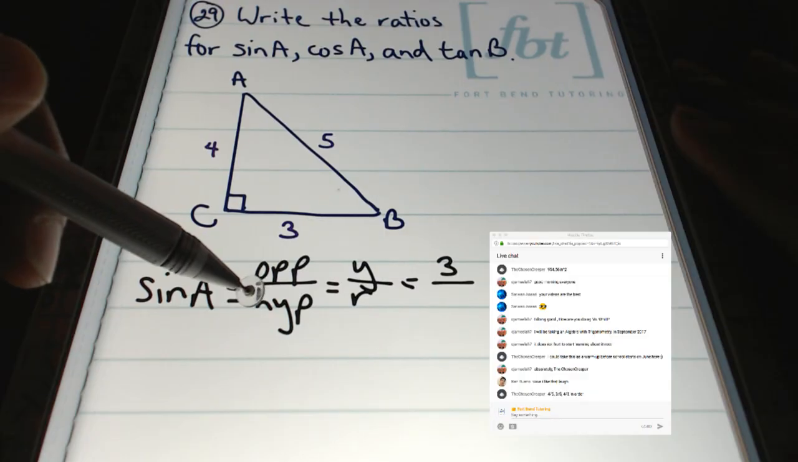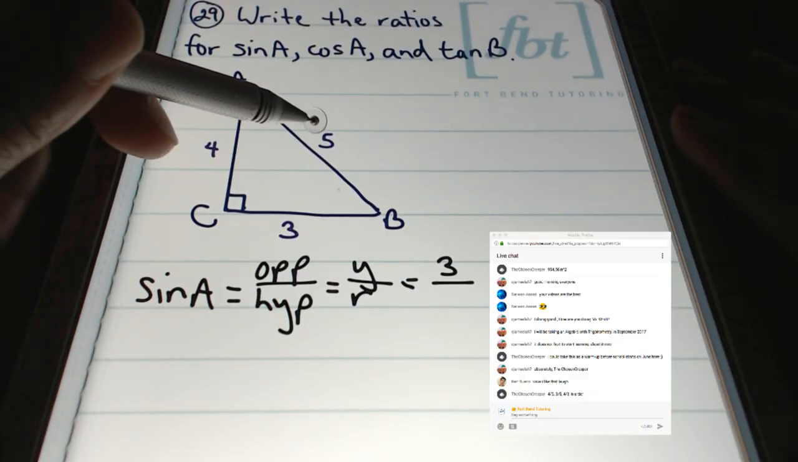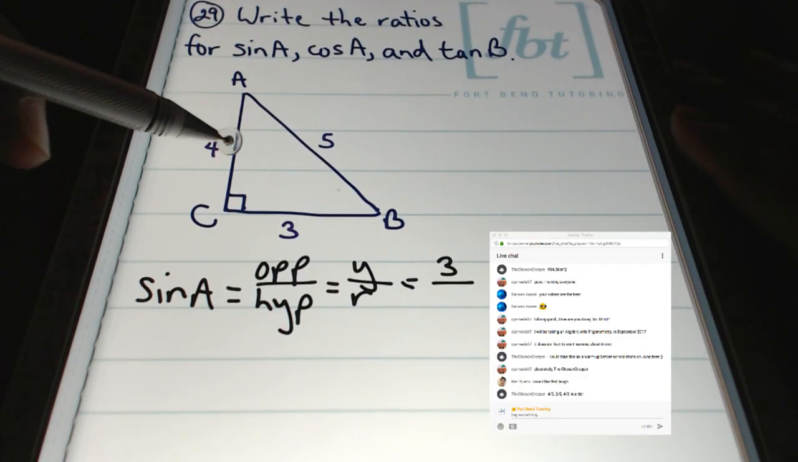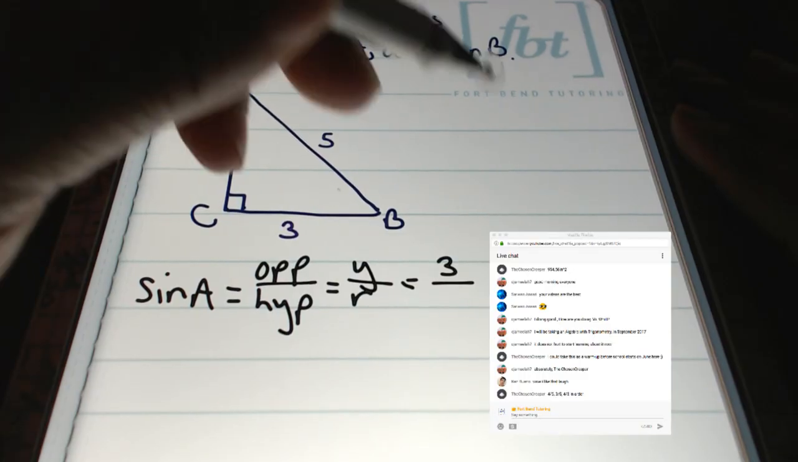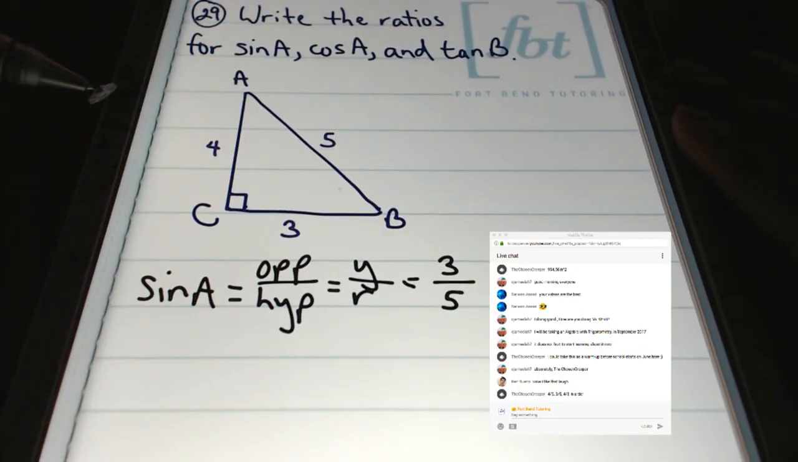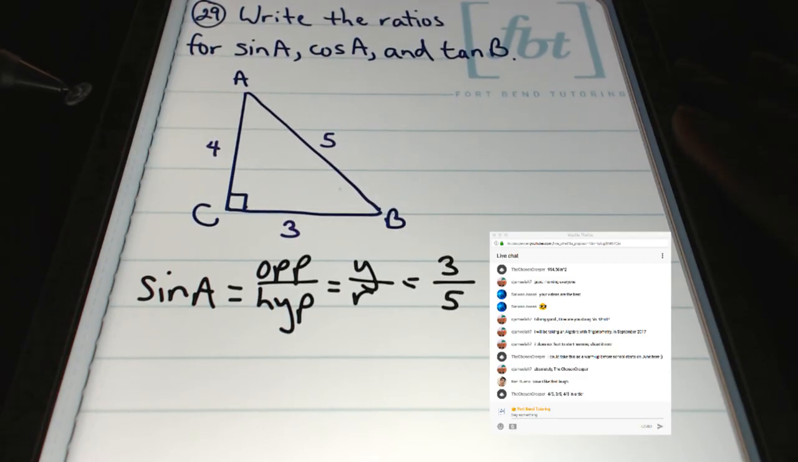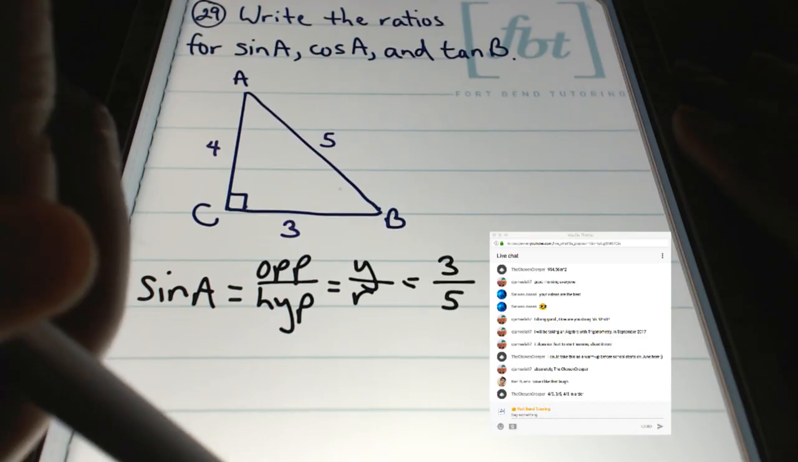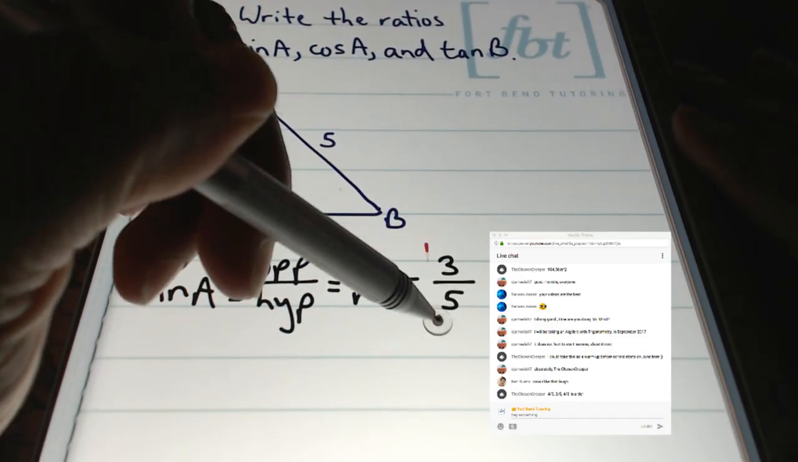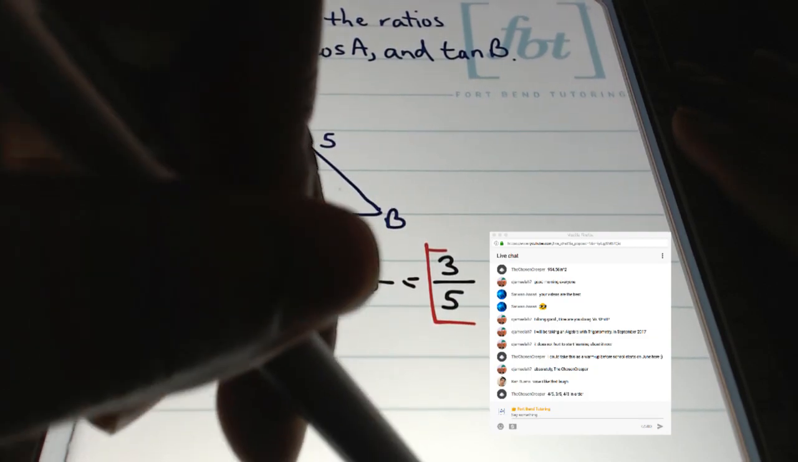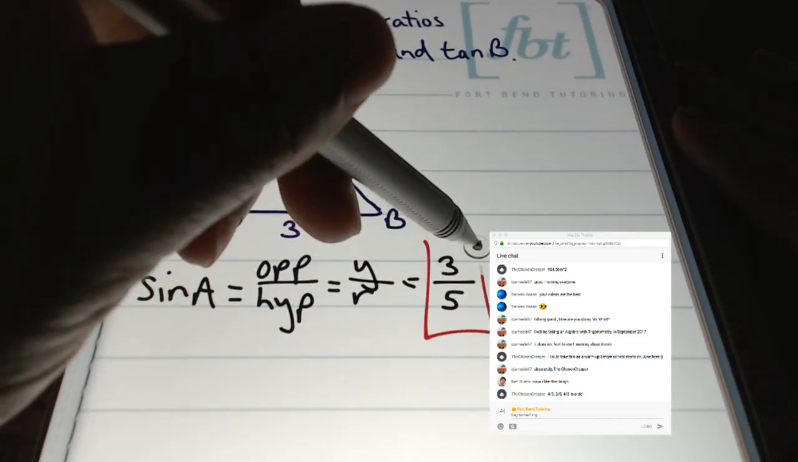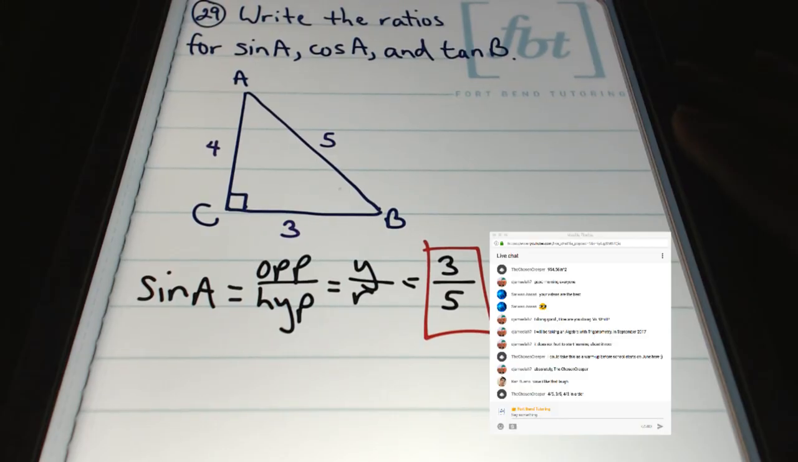Remember that your hypotenuse is always the value that is opposite the 90-degree angle. In this case, our hypotenuse is the number 5 because that's the longest side of our right triangle. So therefore, sine of A is 3/5. Did you check your work on that, Chosen Creeper? You should have 3/5 for sine of A.